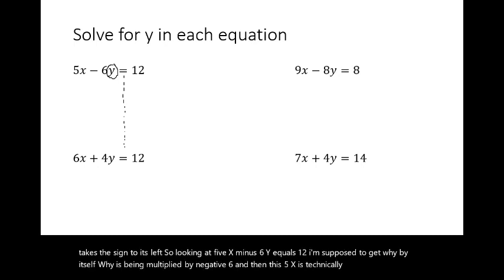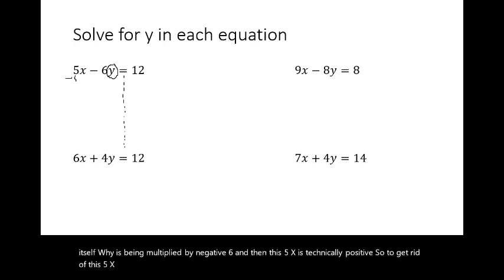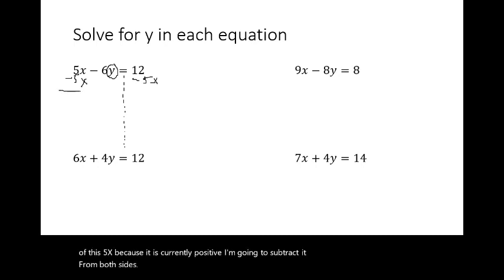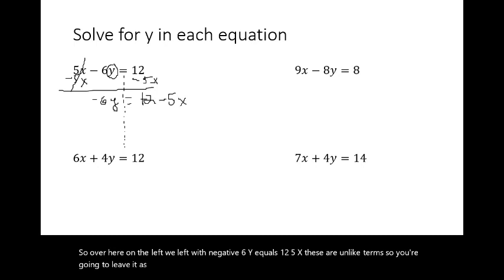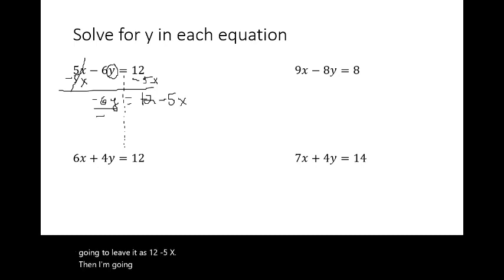So to get rid of this 5x, because it is currently positive, I'm going to subtract it from both sides. So over here on the left, we are left with negative 6y equals 12 minus 5x. These are unlike terms, so you're going to leave it as 12 minus 5x. Then I'm going to finish getting y by itself by dividing every single term on both sides by negative 6.